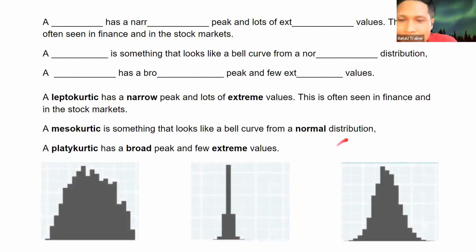Now, we have these three types here, and if you can, think about which one would be leptokurtic, which one would be mesokurtic, and which one would be platykurtic, based on their definition and what you see.